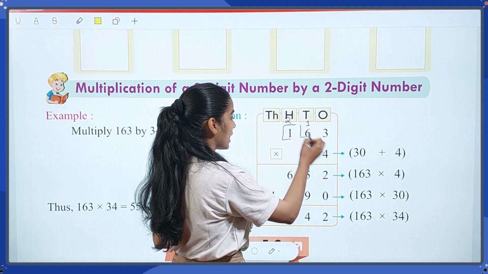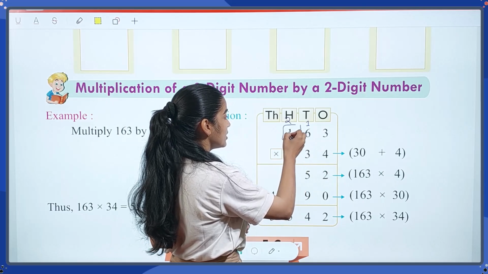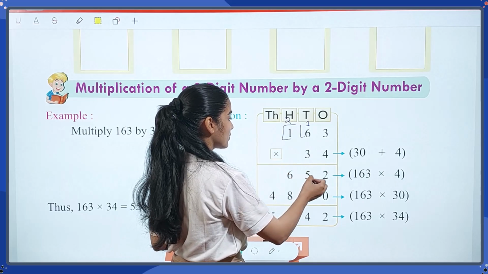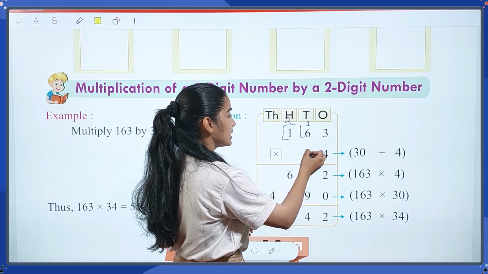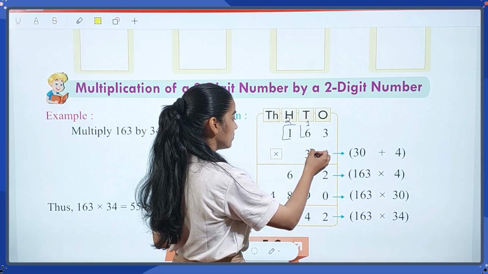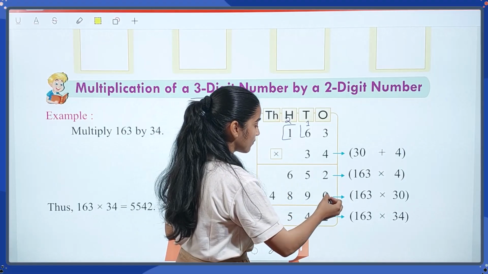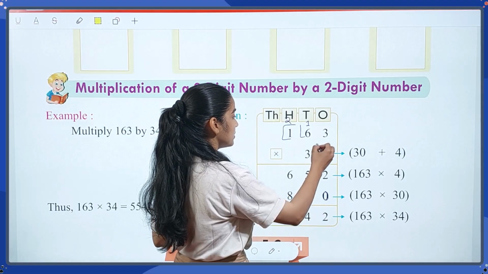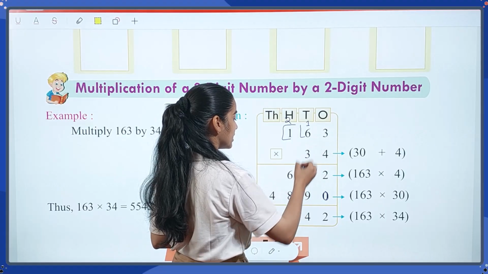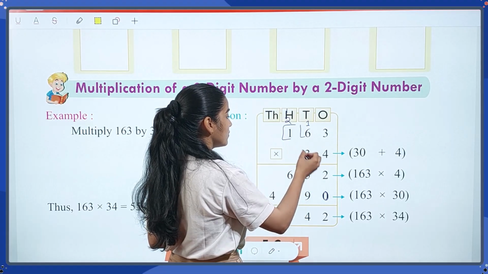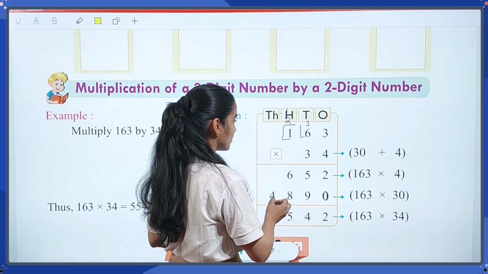2 will be there, and 4 multiplied by 1 is 4. 4 plus 2 is 6. So 652 is your answer. Then you have to multiply 163 by 3. But before that, always remember that you have to put a 0 here. 3 multiplied by 3, 9. 3 6s are 18. 1 and 3 ones are 3. So plus 1 is 4.